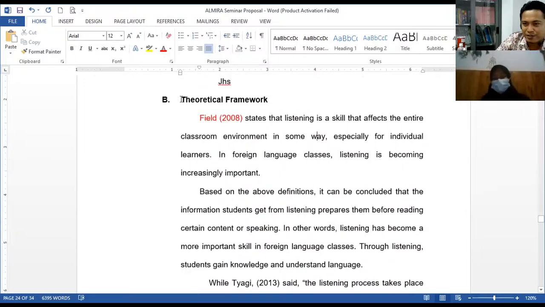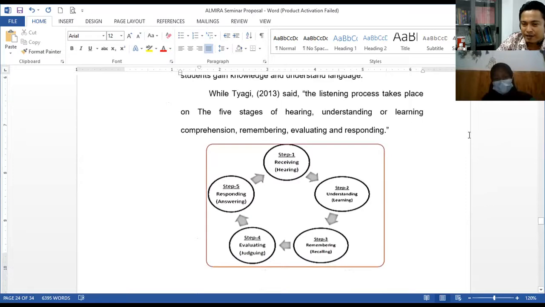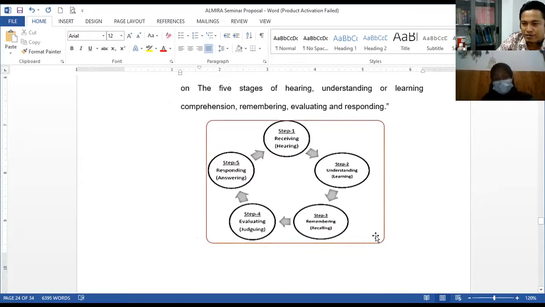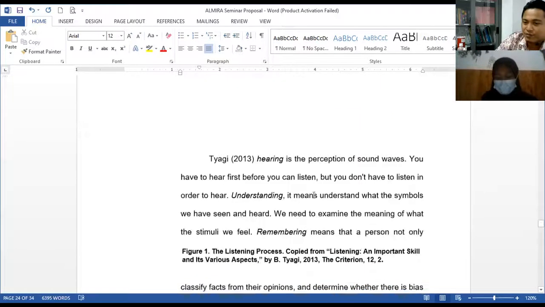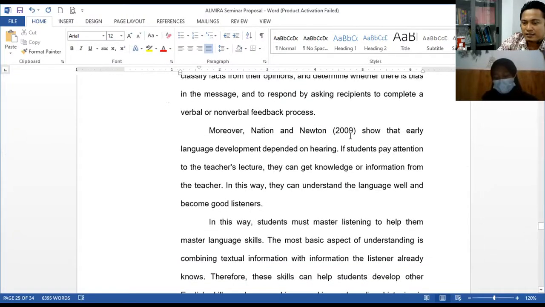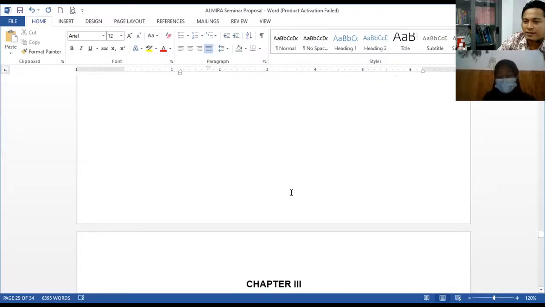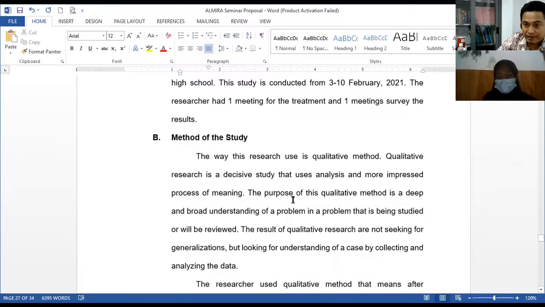Because this is your theoretical framework, it should be first about listening, then the listening problem, and then the alternative solution. Here it is only the listening process, right? Do you understand what I mean? You have to change this one. And this one also needs a definition. I guess that's enough for the second chapter.